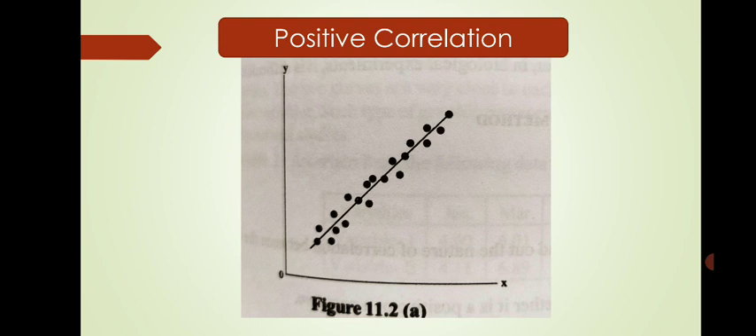So this is positive correlation. By examining this scatter plot, we can say there is positive correlation between these two variables. The points are not exactly on the straight line, but they are somehow nearby that straight line. So this is the type of positive correlation.